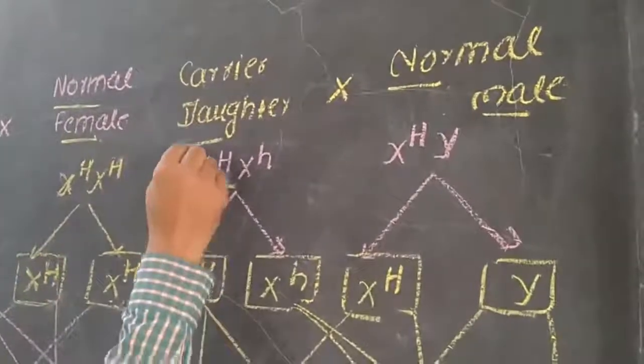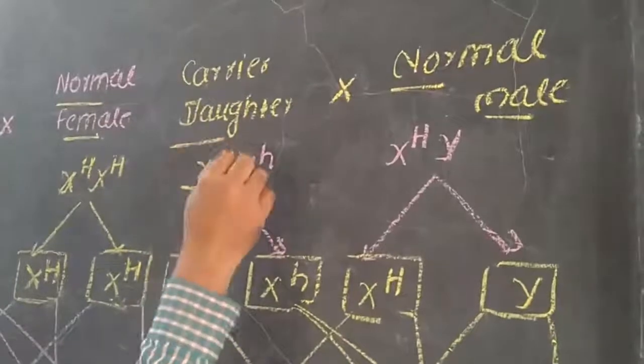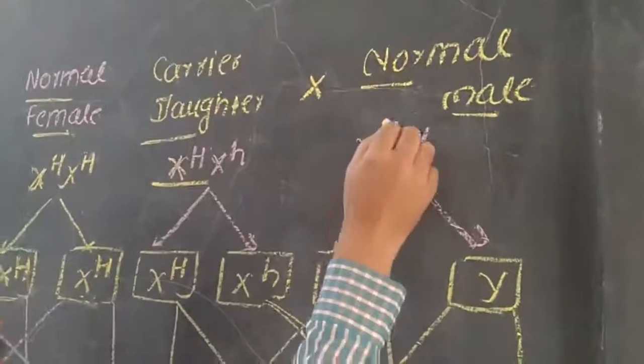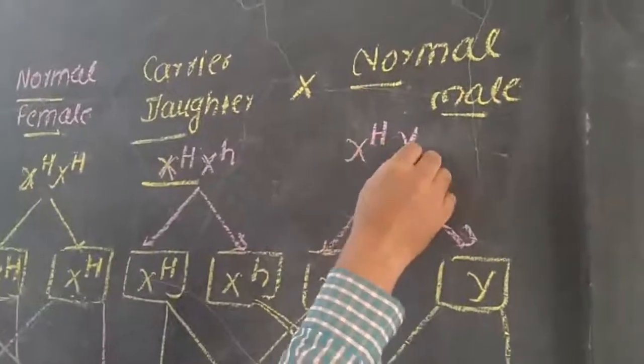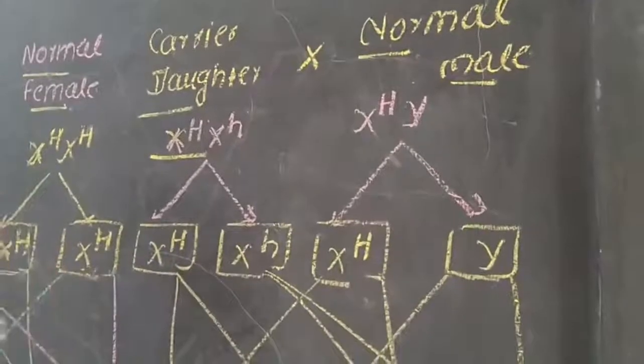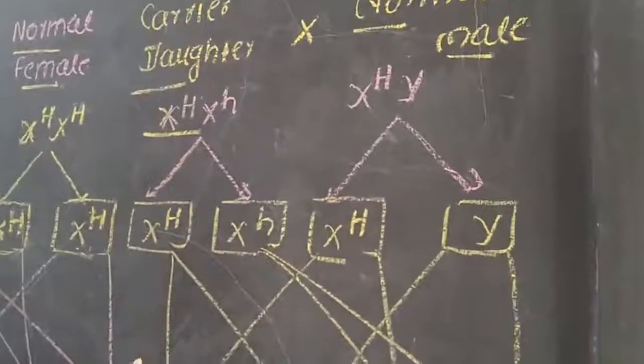Genotype. The carrier daughter contains the genotype X^H X^h, and the normal male has an X chromosome with the dominant gene, while on the Y chromosome there are no genes responsible for the hemophilic condition. Now the next stage is gamete formation.